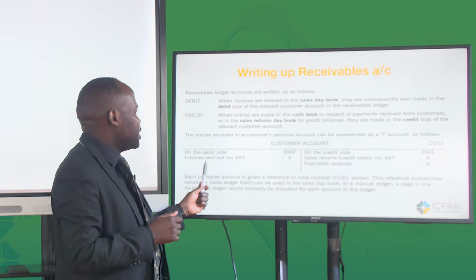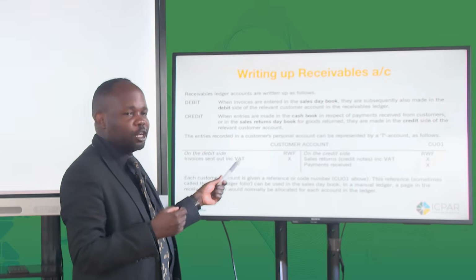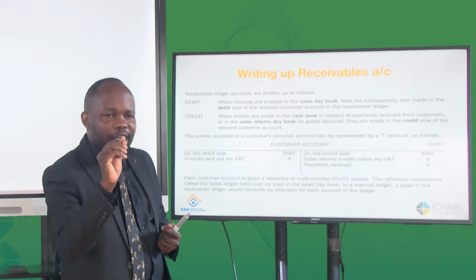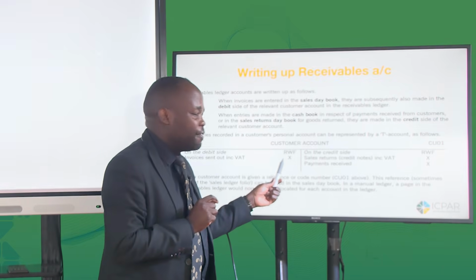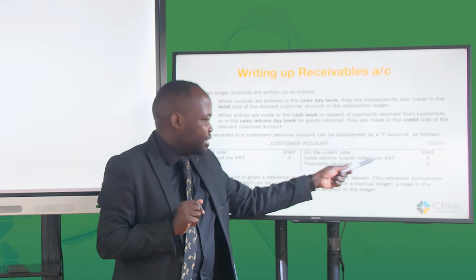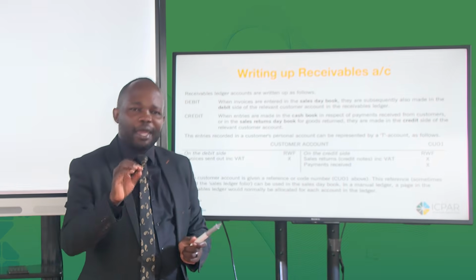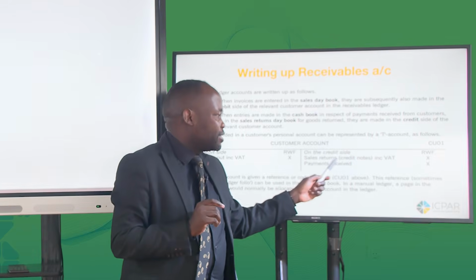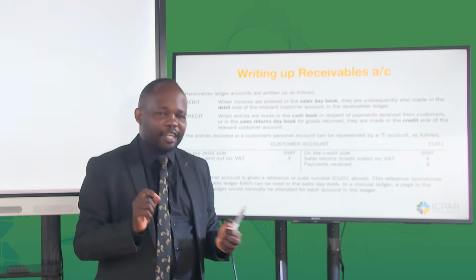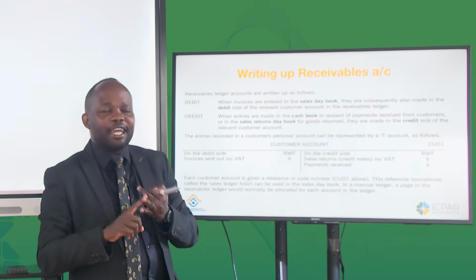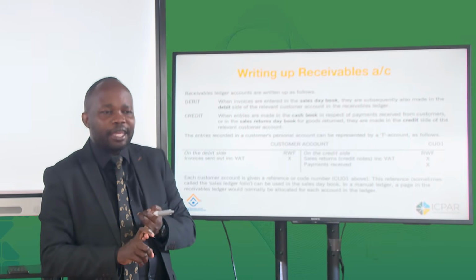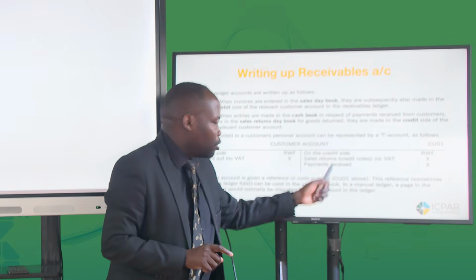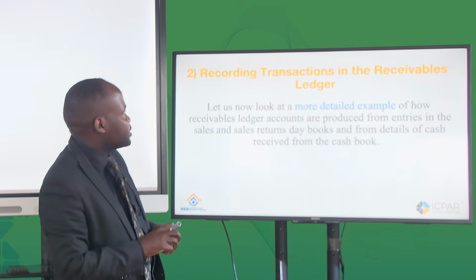On the debit side, the invoices sent out including VAT. In other words, the credit sales made inclusive of VAT, if there is a VAT. On the credit side, we show any payment we have so far received from the customer, any goods that were returned, in other words, credit notes, and if there is any bad debt written off, if there is any discount allowed, it will also be shown on that other side, the credit side.